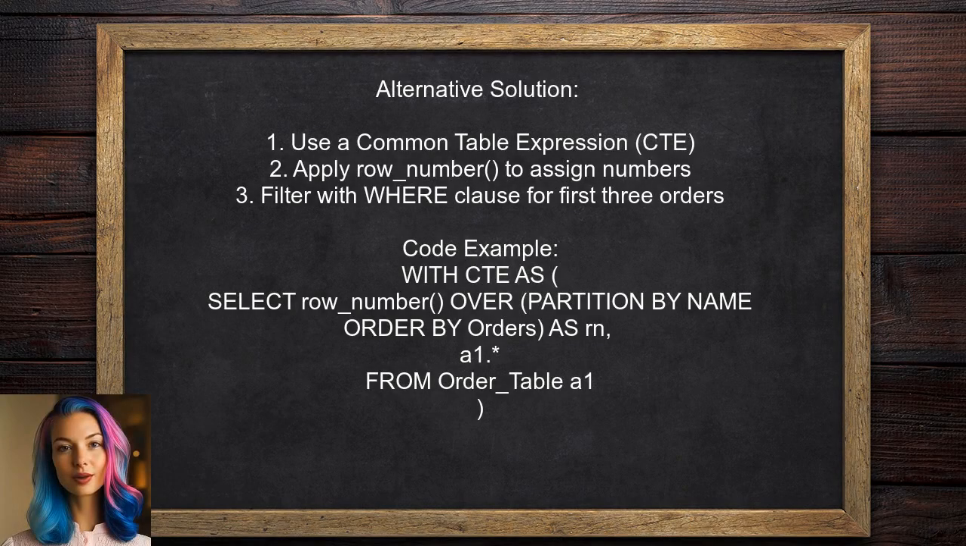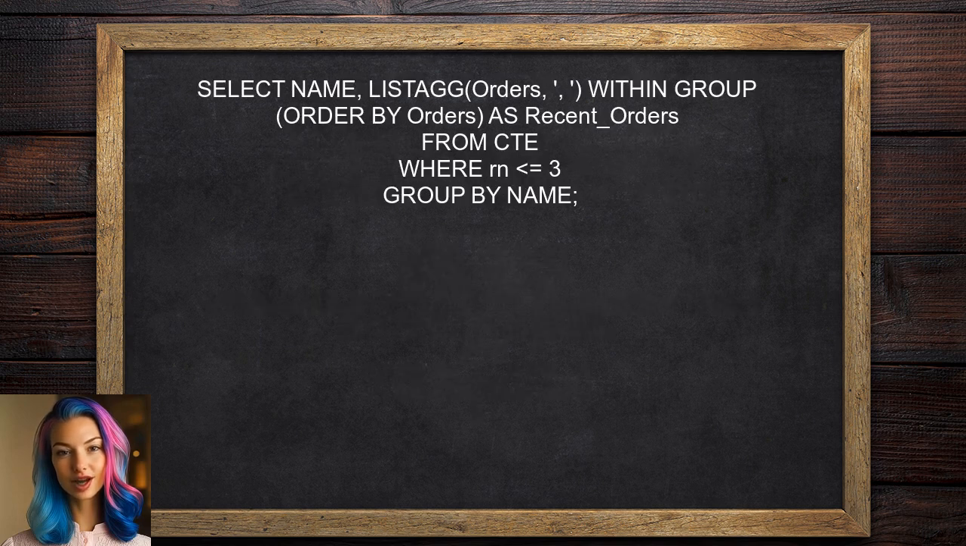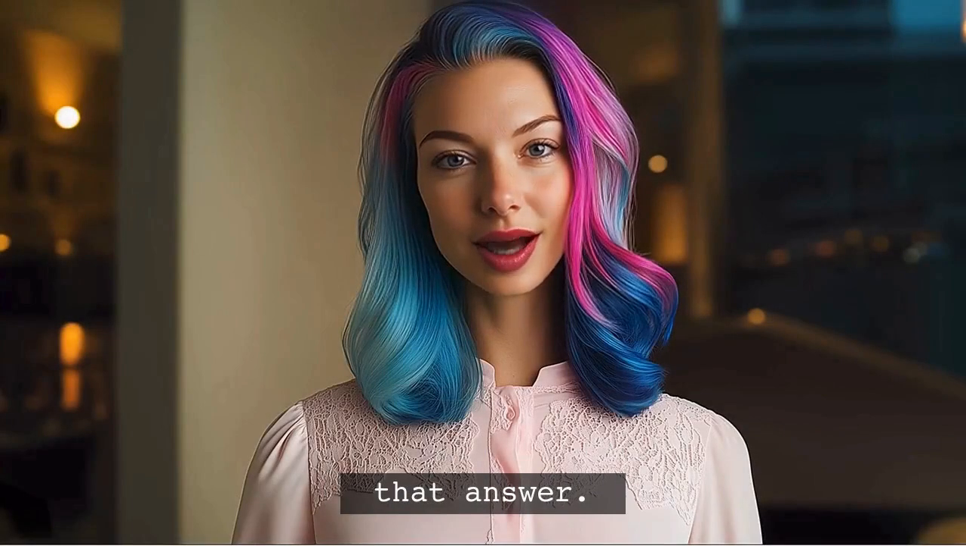An alternative solution provided by another user involves using a common table expression, or CTE. They suggest applying the row number function to assign a unique number to each order per name. Then you can filter the results in the where clause to include only the first 3 orders. That's it for that answer. Let's take a look at another one.